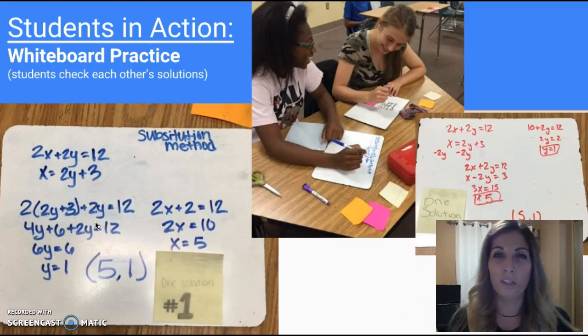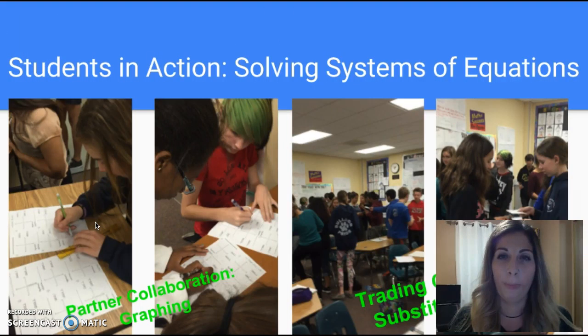Here are students participating in a whiteboard activity where they are solving systems of linear equations using substitution, and as you see here, they are collaborating with one another to come up with the correct solution.